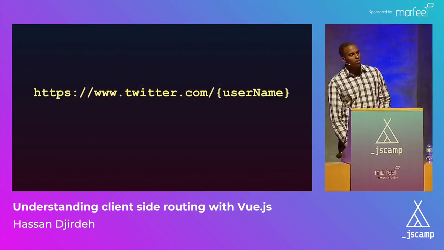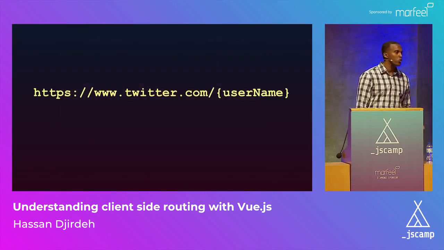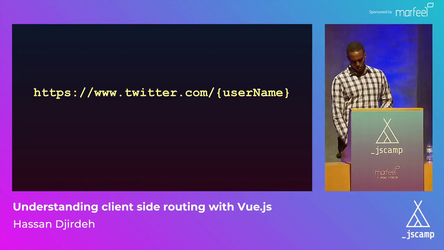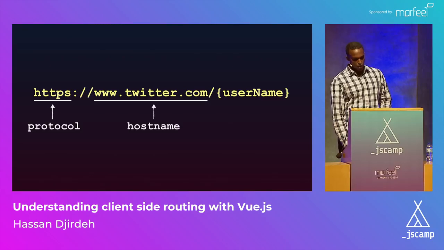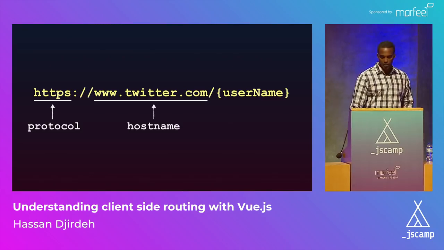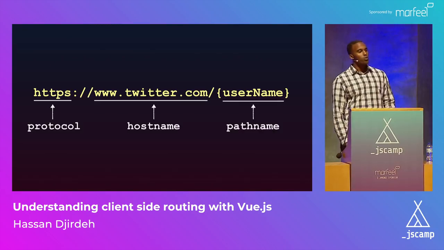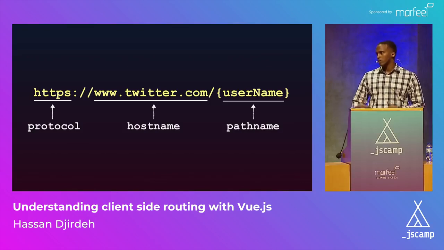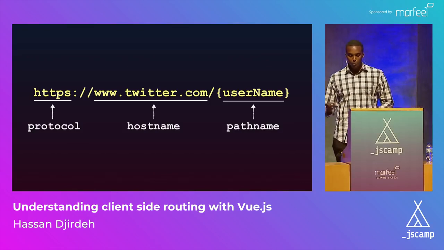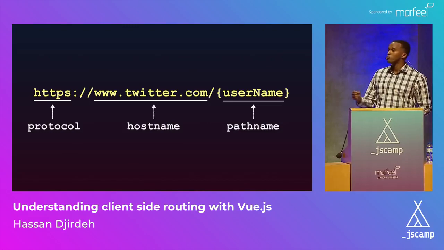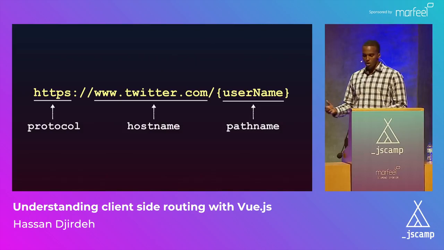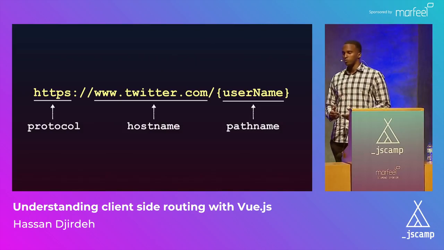In essence, a URL is basically an identifier to a resource on the internet. But if you go into more detail, a URL can be broken down into three parts: the protocol identifier, the host name, or in other words, the domain name, and the path name. The protocol identifier and the host name combined help direct us to a certain website. HTTPS www.twitter.com takes us to the Twitter application. The path name portion is an indicator to a particular resource on that website. So when you say twitter.com and somebody's username, we want to go to the profile page of that user.